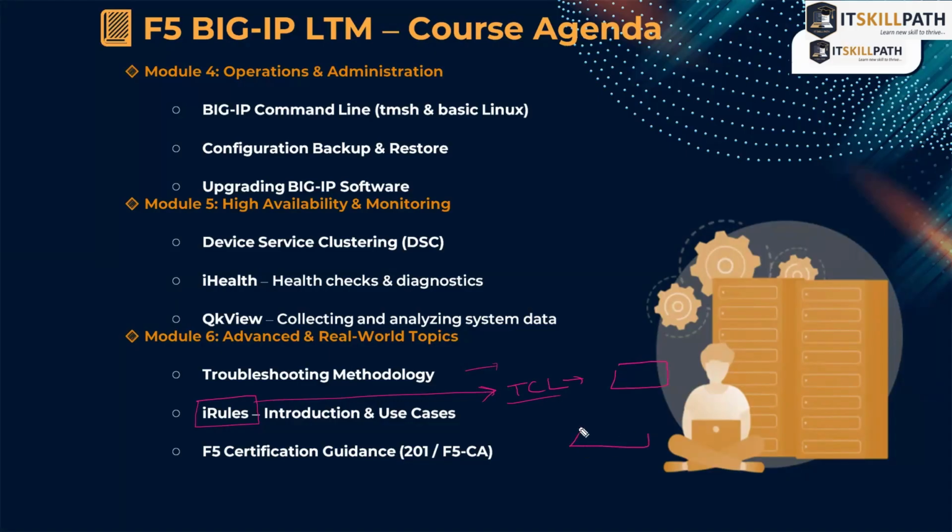Let's suppose this is the client, this is the F5 box, and we have two servers in the backend, server 1 and server 2. What I want is, if someone is trying to access from Chrome, it should always land on server 1. If someone is coming from Mozilla, it should always land on server 2. If someone is using a MacBook, it should go to server 1. Someone using Windows, it should go to server 2.